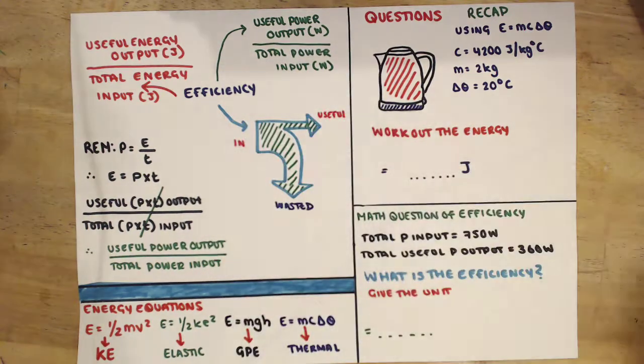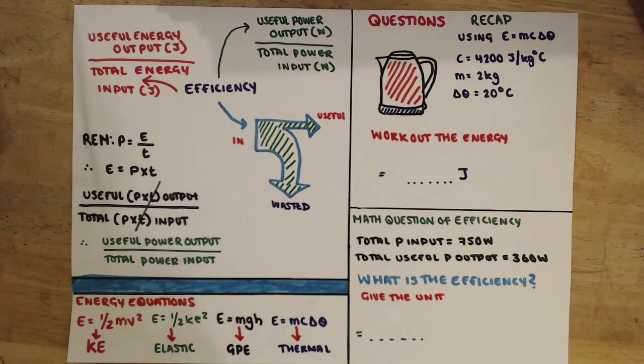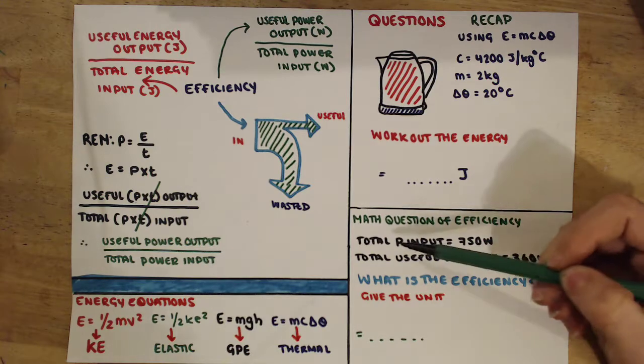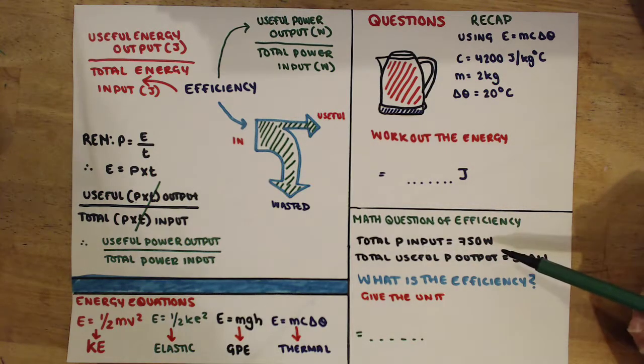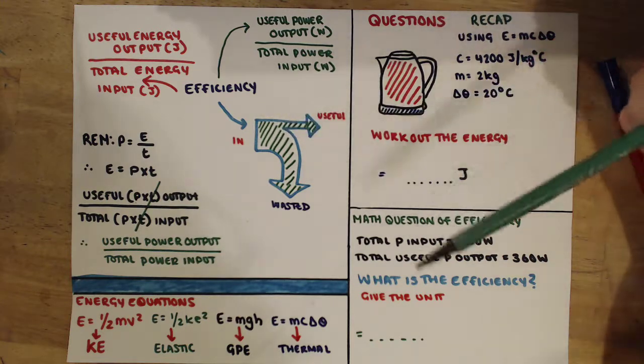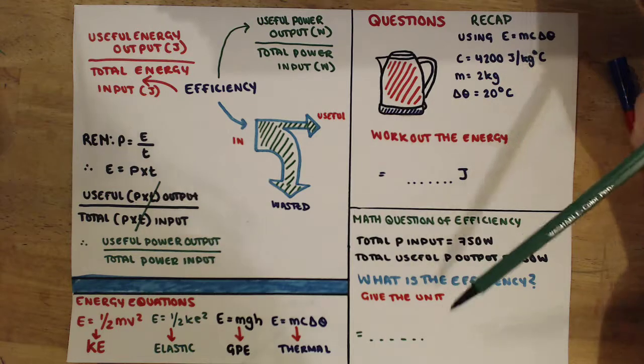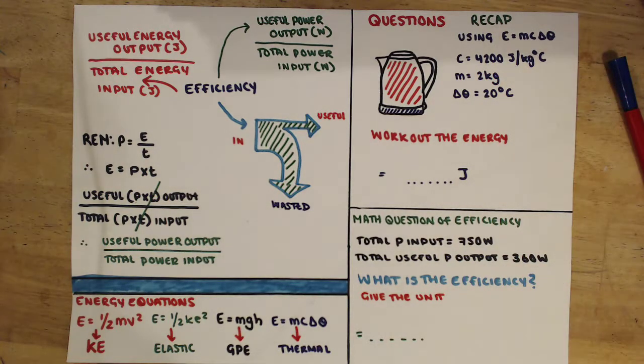And now we're going to have a question on efficiency. Using one of these equations, I want you guys to try and work this out. The total power input of your system is 750, and the total useful power output is 360. What is the efficiency? Give the unit.